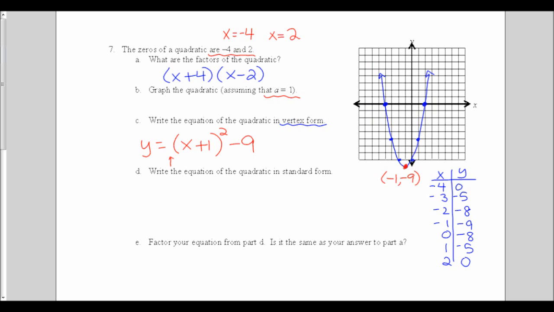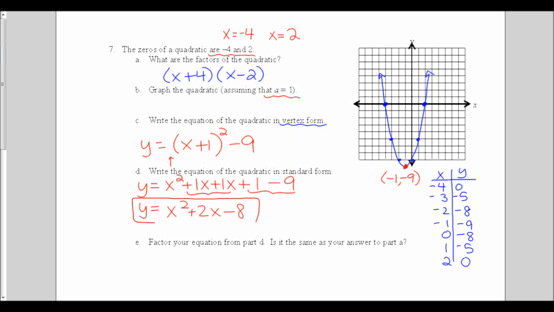All right, in part D, we're supposed to write the equation of the quadratic in standard form. To do that, I have to start out by multiplying the x plus 1 and squaring it. When I square x plus 1, I have to FOIL or do boxes, and that gives me 4 terms. Next, I'm going to combine my like terms, and I'll have x squared plus 2x minus 8. That's standard form for this quadratic.